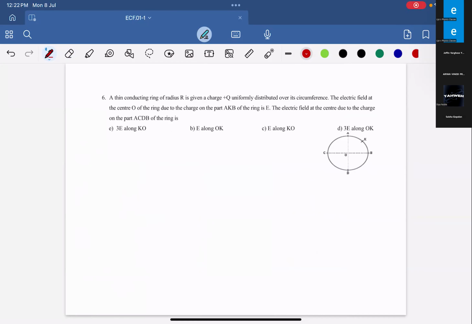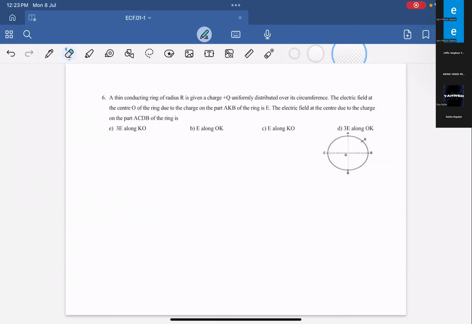The electric field at the center of the ring due to the charge on the part AKB of the ring is E. Read the question carefully. A thin conducting ring of radius r is given a charge plus q uniformly distributed over the circumference. So you are giving charges to this ring. A thin conducting ring of radius r is given a charge uniformly distributed over its circumference. So everywhere on the ring there is a charge.